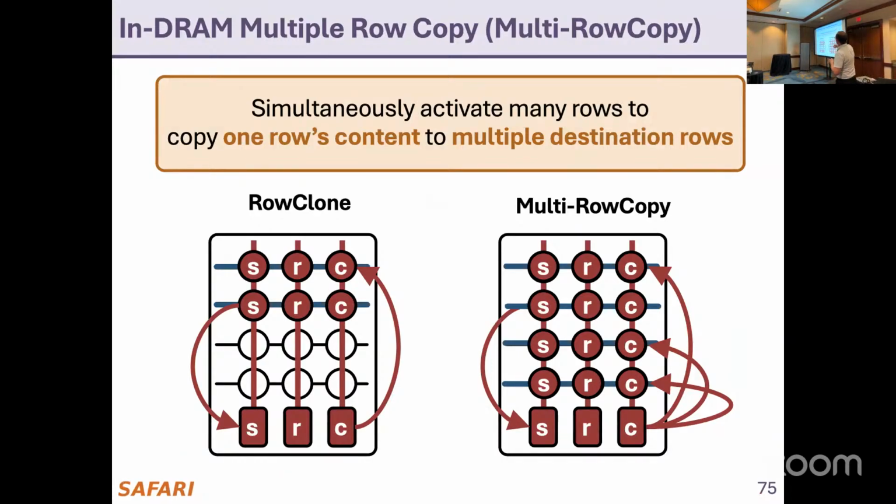So this is RowClone that I showed you earlier. The basic principle is back-to-back activates. Here, simultaneously activating rows can copy one row's content to multiple destination rows. Back-to-back simultaneous mini activates, let's say.